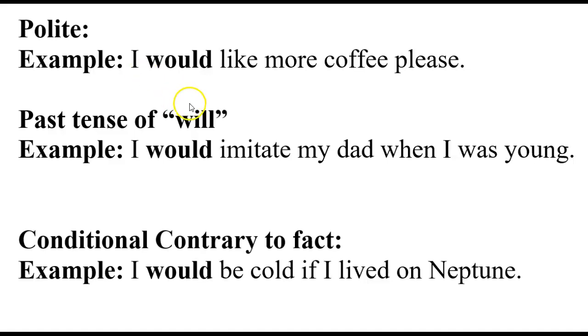Another time that you use would is the past tense of will. So, for example, I would imitate my dad when I was young. That's something you did in the past. So you wouldn't say I will imitate my dad when I was young, because you were young in the past, not in the future.